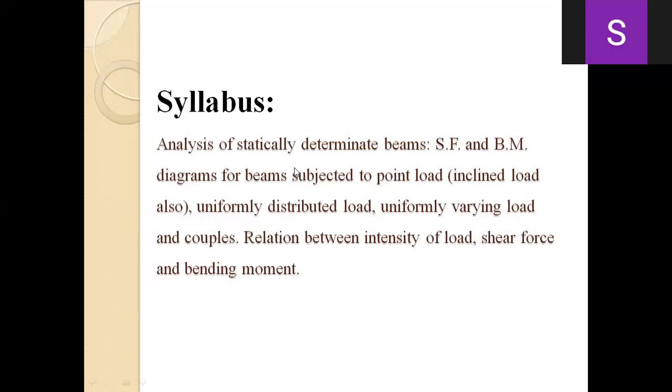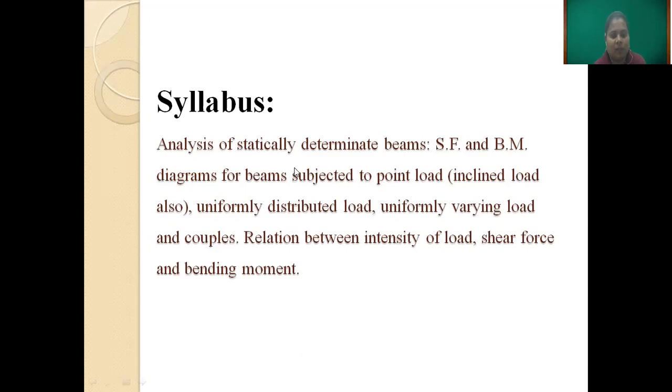Okay. So please write down the syllabus. Analysis of statically determinate beams. In that, we have to learn the following points. Shear force and bending moment diagrams.